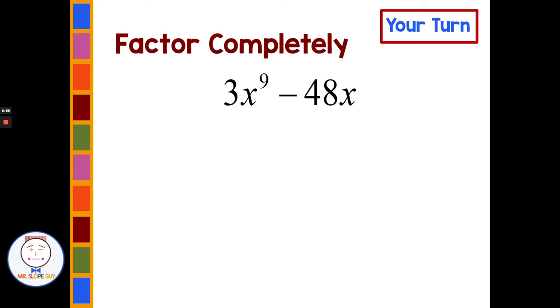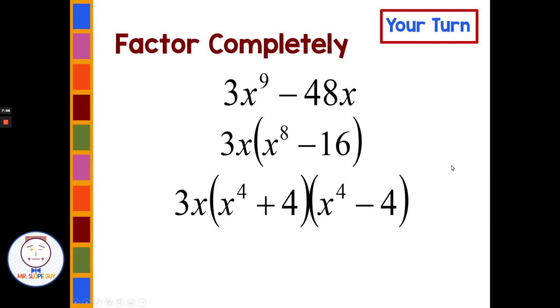So let's first start with, let's pull out that GCF. The GCF was 3x, and that leaves x to the 8th minus 16. I have a binomial. I have a perfect square, and subtraction. So I have difference of squares here. So this will factor as x to the 4th plus 4 times x to the 4th minus 4. And if you stop there, you got it wrong. Oh my gosh, what do you mean you got it wrong?